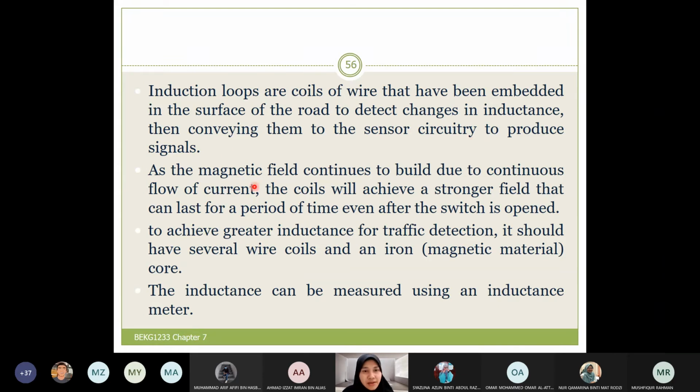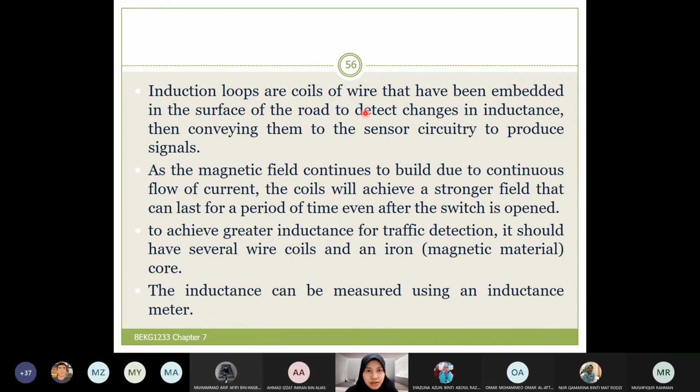Green. As the magnetic field continues to build due to continuous flow of current, the coils will achieve a stronger field that can last for a period of time even after the switch is open. To achieve greater inductance for traffic detection, it should have several wire coils and an iron or magnetic material core. The inductance can be measured using an inductance meter.